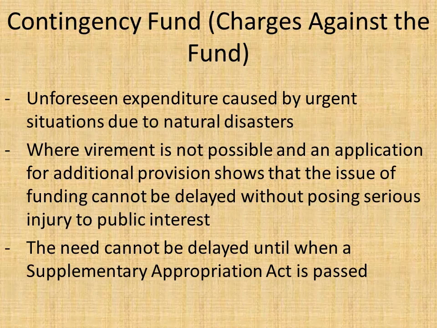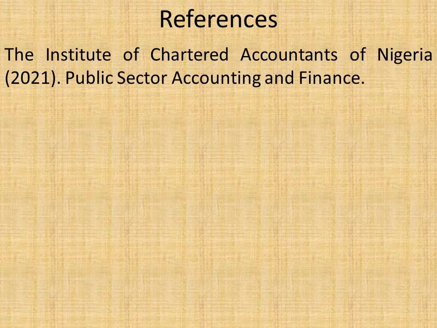Then we look at the contingency fund. The contingency fund derives revenue from the consolidated revenue fund, and the contingency fund is used to pay for unforeseen expenditure caused by urgent situations due to natural disasters.